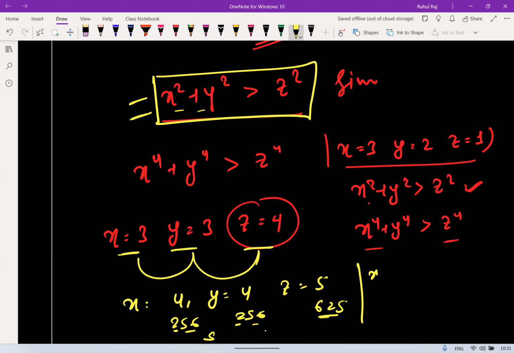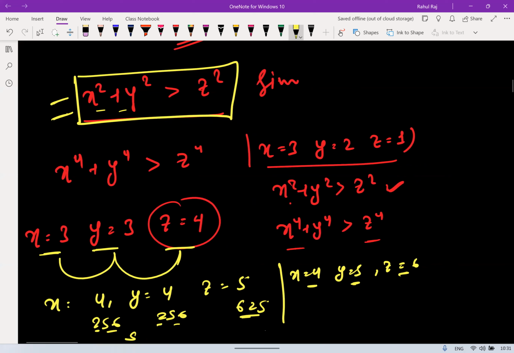You can also take x is equal to 4, y is equal to 5, z is equal to 6. Now 4 square plus 5 square, that is 25 plus 16, is greater than 36 for sure, right? But 4 to the power 4 is 256, 5 to the power 4 is 625. So 600, 200, that is 800, 56 and 25, it is less than 36 to the power 4. 800 something you have.